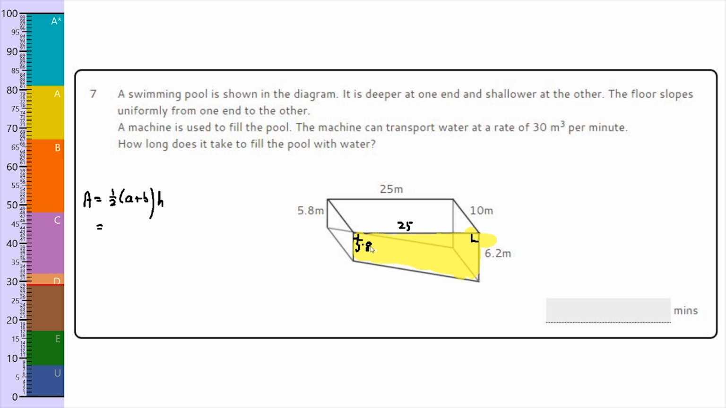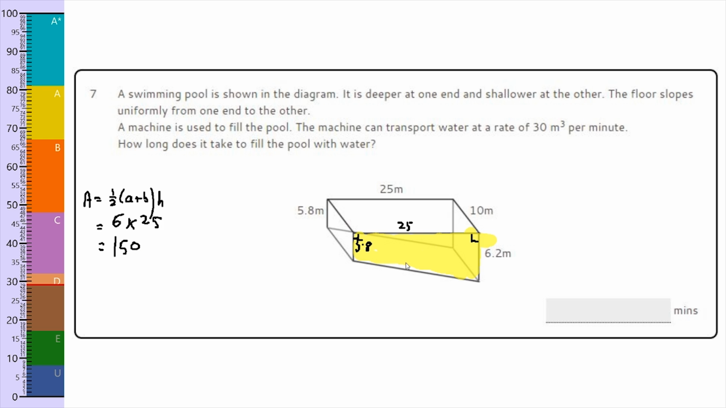A is going to be one of the bases, so 5.8, and B is going to be the other base. Now looking at that, they add together to make 12, and so half of 12 is going to be 6. So half of them added together is 6, and then I'm going to times it by the height. Now we said that 25 is the height, because 25 hits both the bases at right angles. Now I know 4 times 25 is 100 and 2 times 25 is 50, so that's going to be 150.